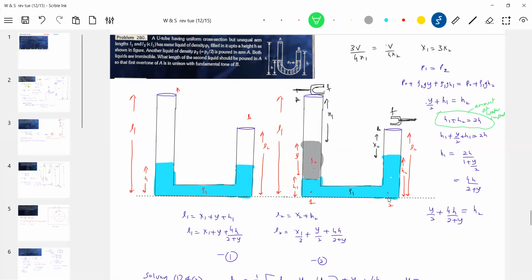Now, what is the problem with this equation? No, the equation is correct, sir. After that, what you solved, you got wrong. Okay, this one. H1, what shall I write? H minus y by 4. Only this much. Yes, sir. Okay.